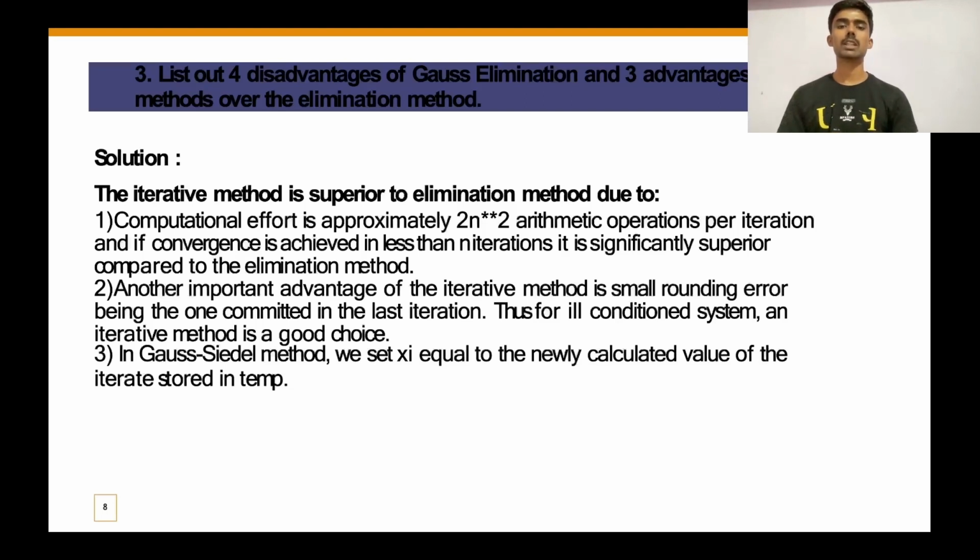Another important advantage of iterative method is small rounding error, being the one committed in the last iteration. This means for an ill-conditioned system, an iterative method is a good choice over the Gauss elimination method. In Gauss-Seidel method, we set xi equal to the newly calculated value of the iterate stored in a temporary value.